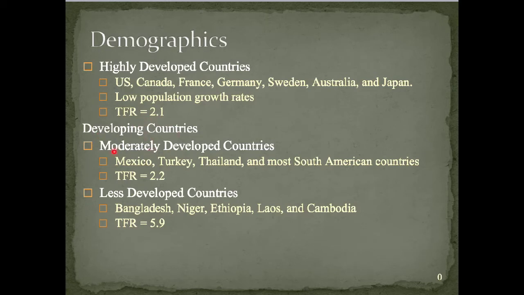Where you have developing countries, you have moderately developed countries like Mexico, Turkey, Thailand, most of South American countries have a TFR of 2.2. And then less developed countries like Bangladesh, Niger, Ethiopia, Laos, and Cambodia with a TFR, total fertility rate, of 5.9 kids per woman.